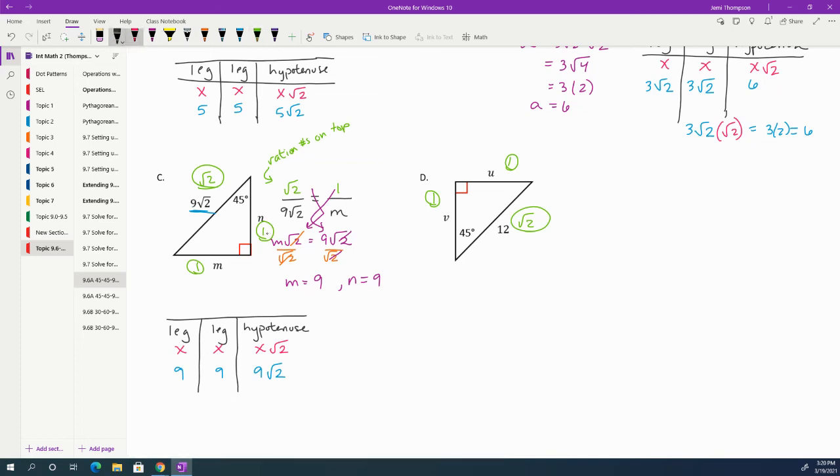And I'll set up my proportion. What should we solve for, U or V? I think I like U better. I'm going to go for the U. So what do I know? I know 12. What's the ratio number associated with 12? Square root of 2. I'm going to look for U. And the ratio number associated with that side is 1.